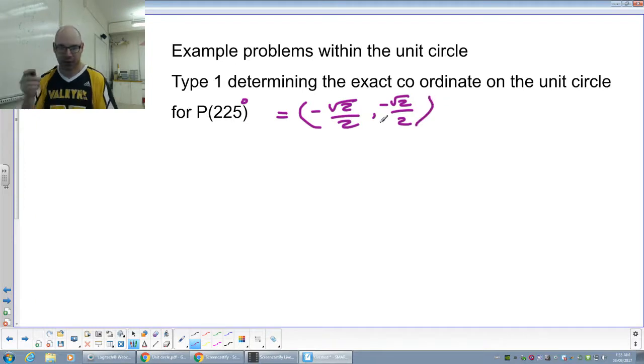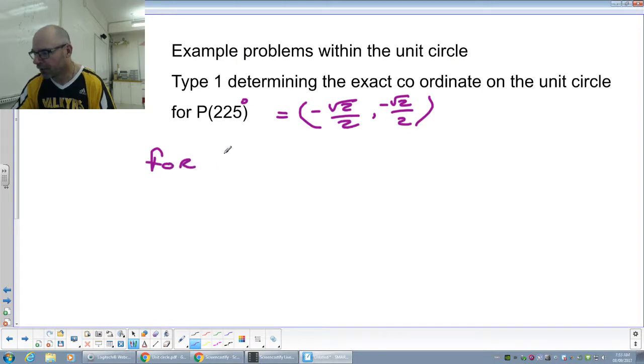You're like, oh yeah, I can do that, no problem. But they'll throw in a little bit of tricky stuff. They might wrap it around the circle twice. Remember the circle is 360 degrees each time. They might also change it to radians. So they might do something like this. Let's do example 1 in radians: the point P equals negative pi over 3.